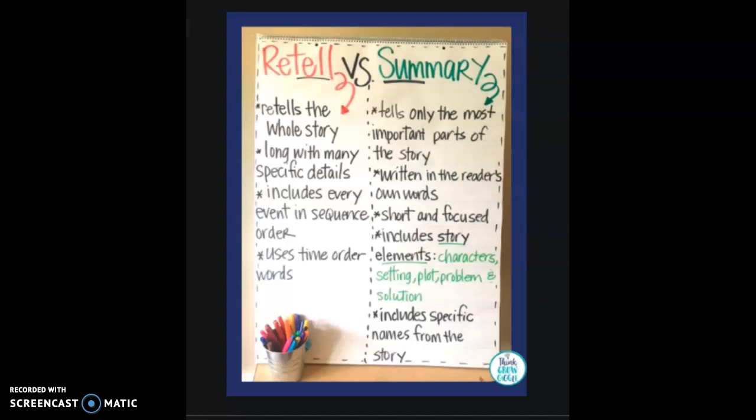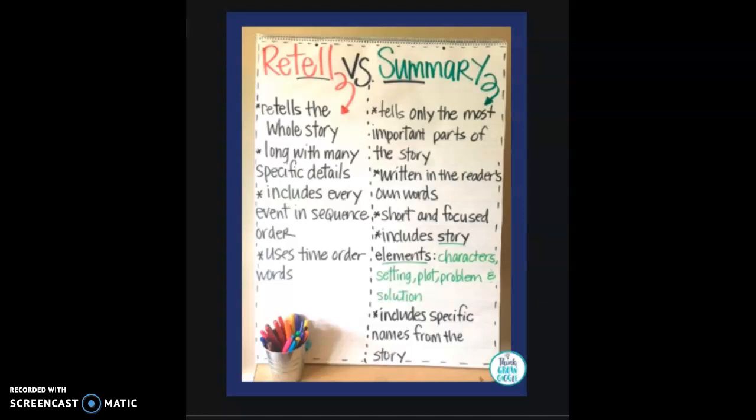Now, did I tell the most important parts of the story? I did. I talked about Chrysanthemum thinking her name was pretty and perfect, and then being picked on, and then the end of the story when she was thrilled that Mrs. Twinkles, the music teacher, wanted to name her little girl after a flower. Was it written in my own words? Absolutely. I read the book, put it to the side, and then I could write it in my own words. It was short and focused.